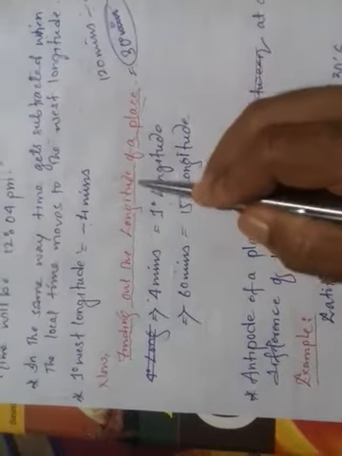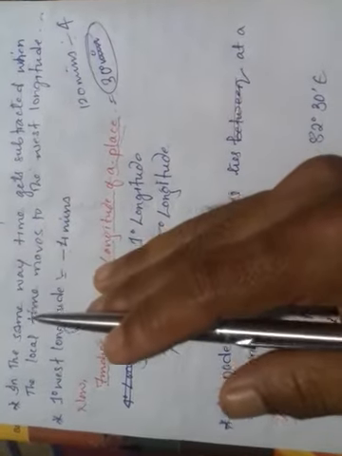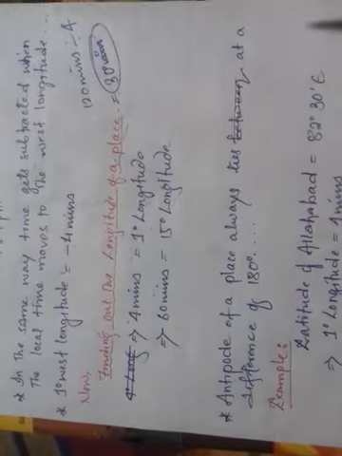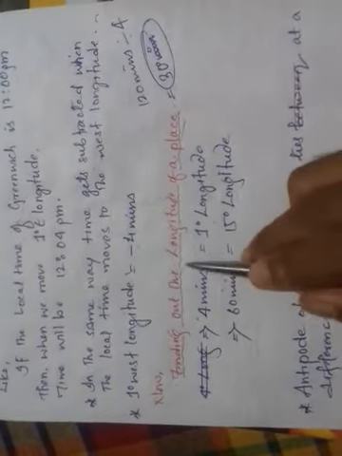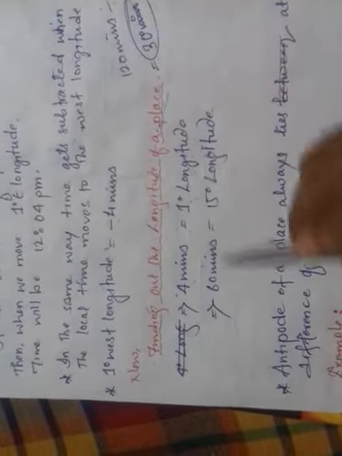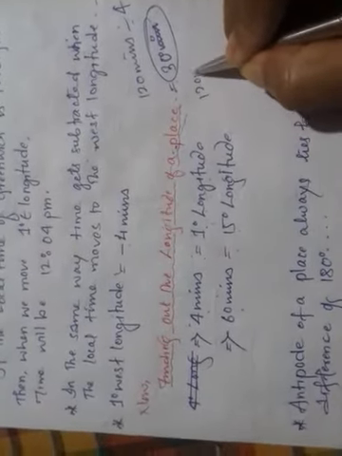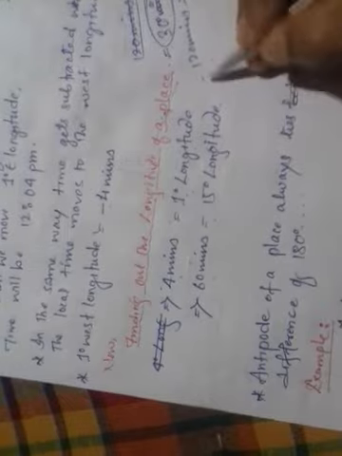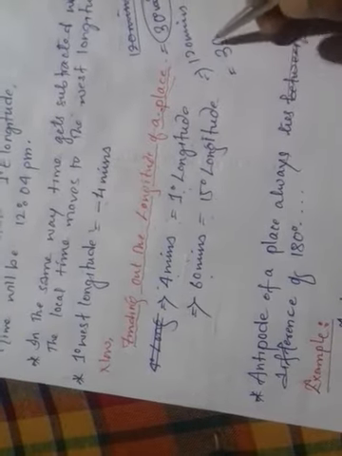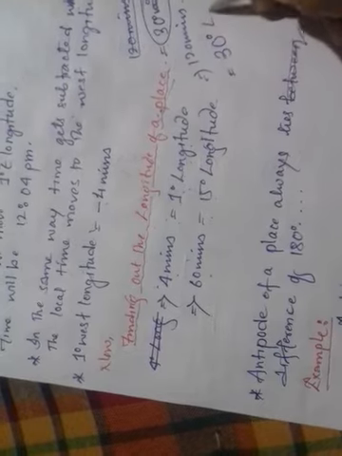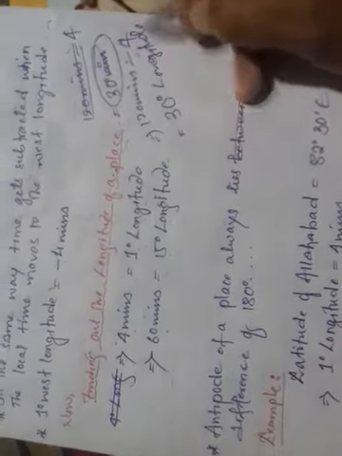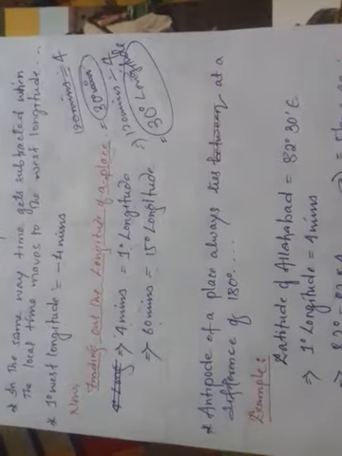Now, finding out the longitude of a place. Previously we learned how to find out the time using the longitude. Now we'll find out the longitude of a place using the time. 4 minutes equals 1 degree longitude, and 60 minutes equals 15 degree longitude. Suppose the time given is 120 minutes. This 120 minutes will be divided by 4. How much do we get? 30. So 30 is 30 degree longitude. In this way we find the longitude of a place.